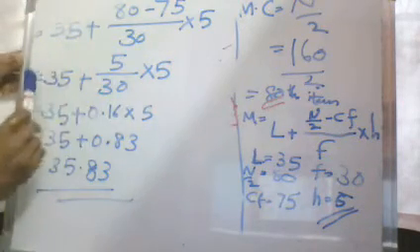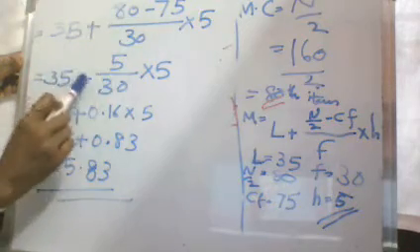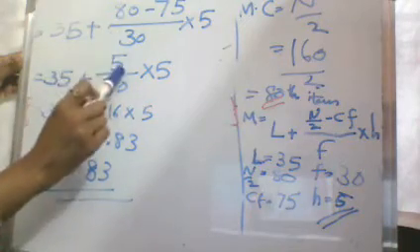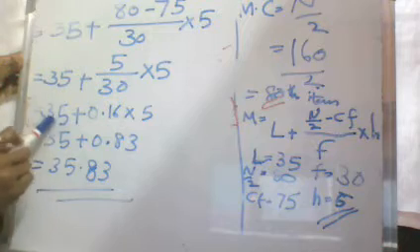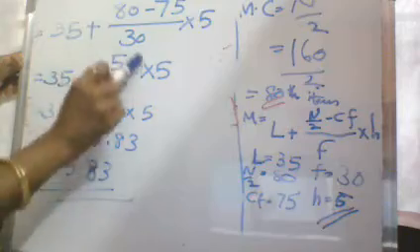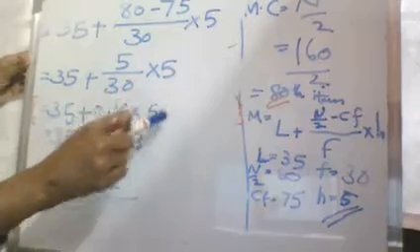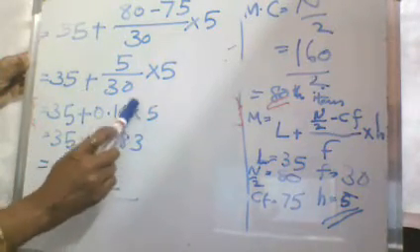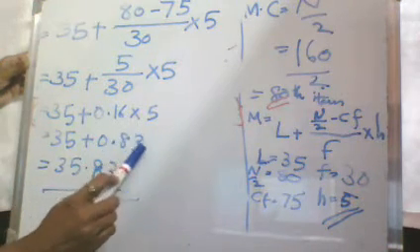Then the next step, we can do this subtraction. 35 plus 80 minus 75. 80 minus 75 means 5, divided by 30, into 5. Then we can write it as 35 plus 0.16, because first we need to do this division. 5 divided by 30 into 5. We can write it as 35 plus 0.16 into 5. We can write it as 35 plus 0.83.